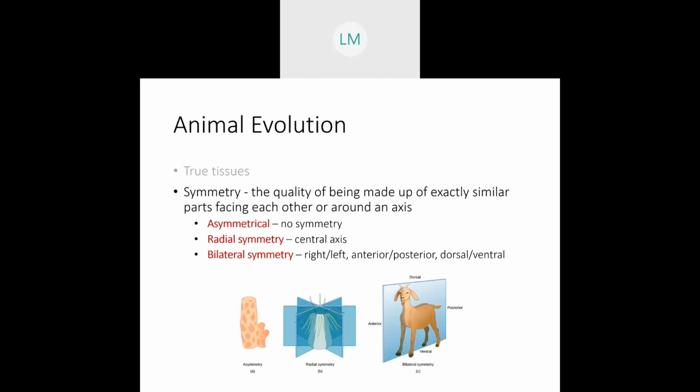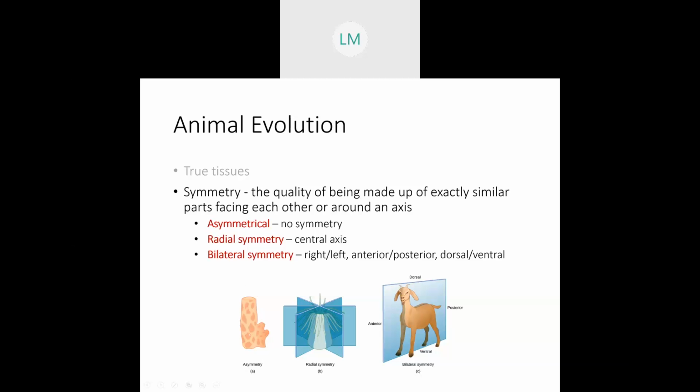Symmetry is referring to being made up of similar parts that face each other around an axis. So our sponges are considered to be asymmetrical, meaning there is no symmetry. That's like this sponge down here. There's no symmetry happening in that sponge.